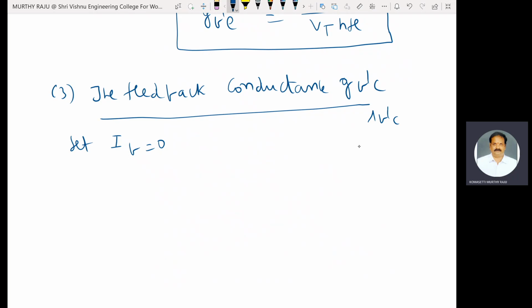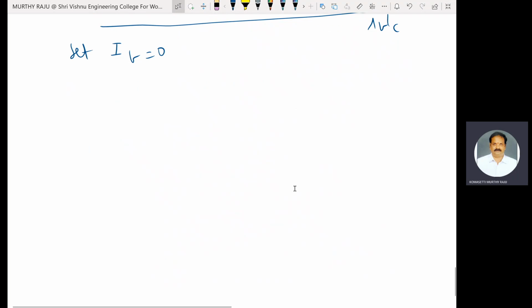We will concentrate on the output circuit only. At that instant, put IB equal to 0. The analysis is from right to left.